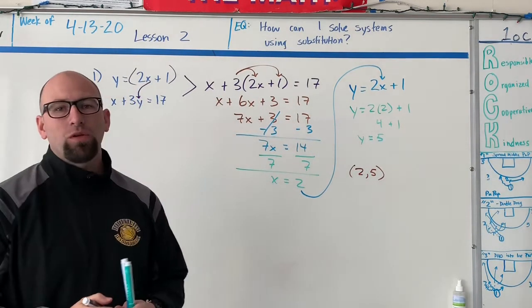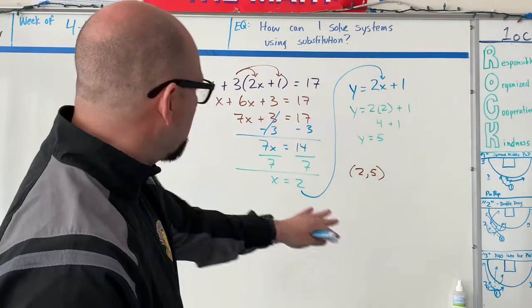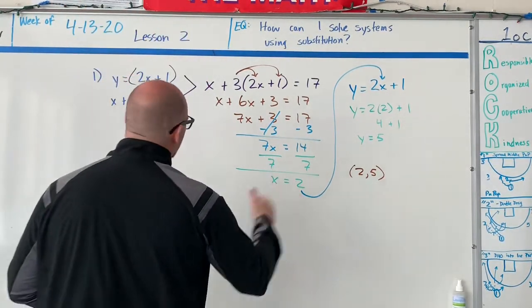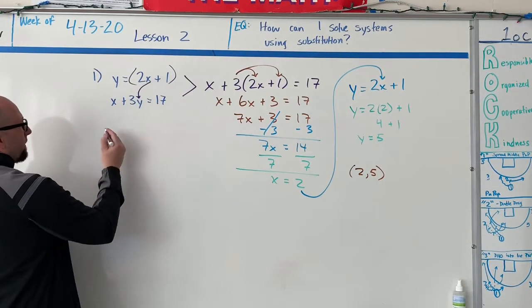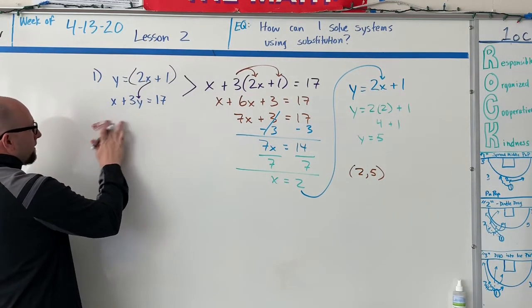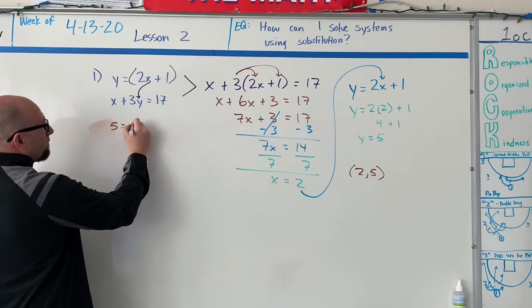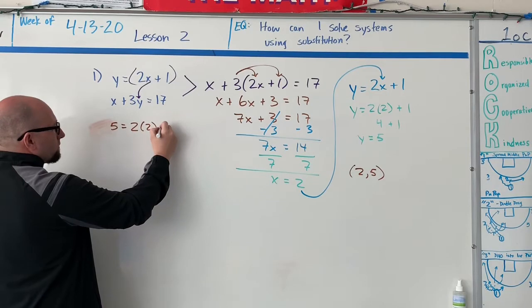Now, how can we make sure that that's correct? We can plug (2, 5) into both of these equations and see if that is indeed the solution. So we'll go over here. Instead of y, we'll go 5 equals 2 times 2 plus 1.